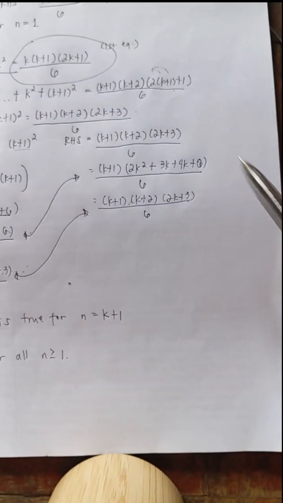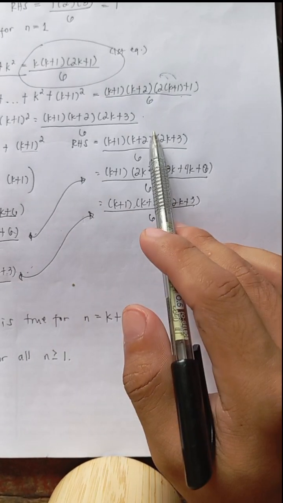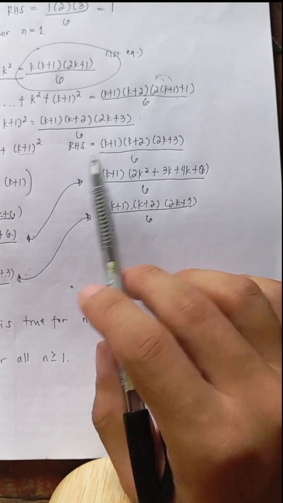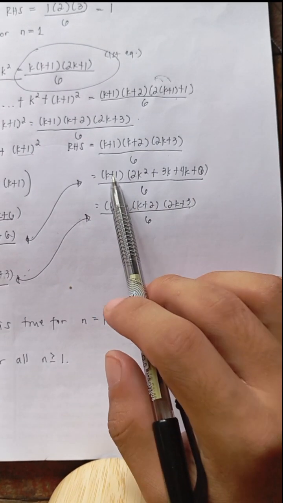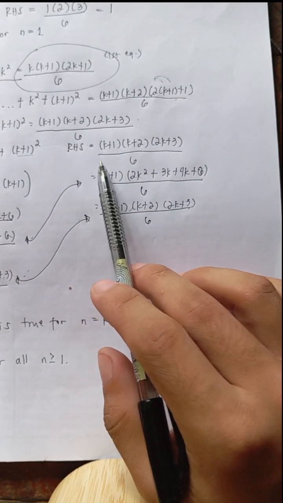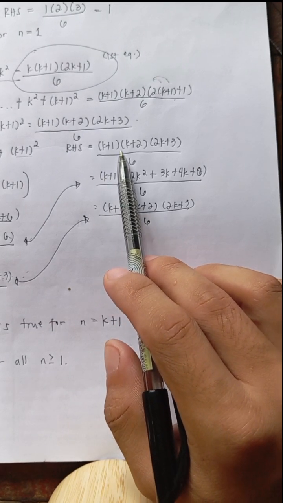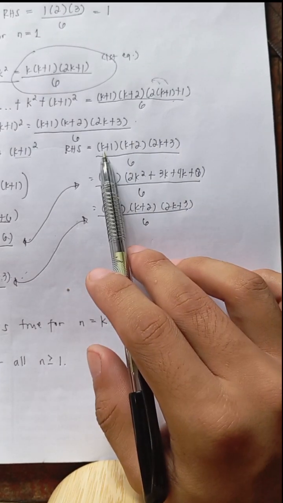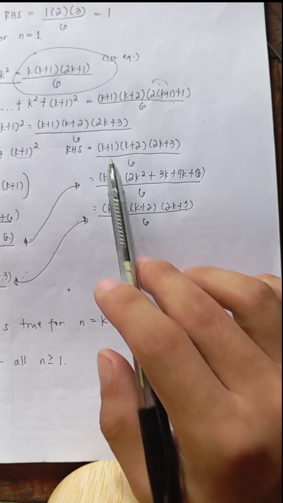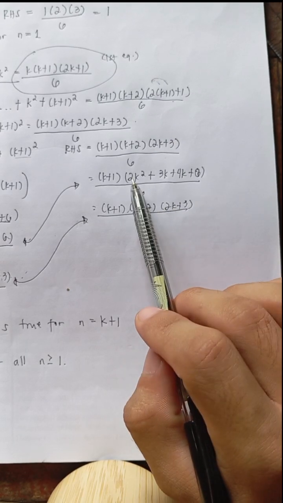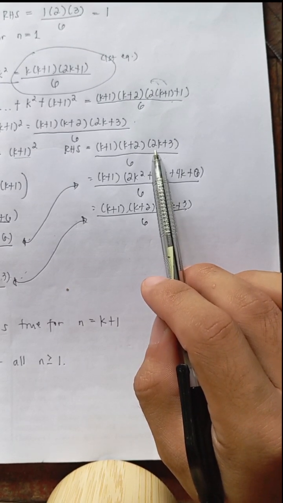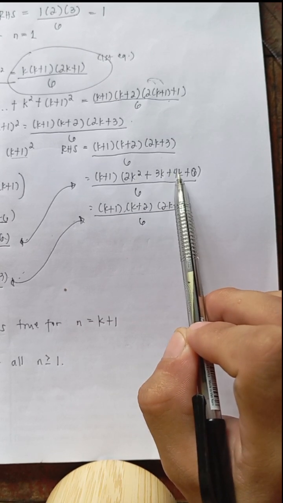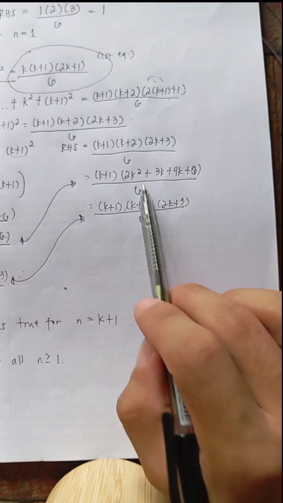So, in our RHS, actually, same lang sila sa RHS natin. But to check, we need to retain k plus 1. So we have our RHS, the quantity of k plus 1 times the quantity of k plus 2 times the quantity of 2k plus 3 all over 6. So we need to retain the quantity of k plus 1. So we multiply k plus 2 times the quantity of 2k plus 3. So we have 2k squared plus 3k plus 4k plus 6 all over 6.